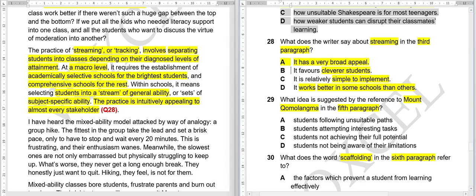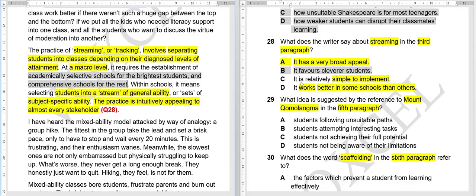Let's see why the other options cannot be our answer. B. It favors cleverer students. There is no mention like that. It favors all the students because we are putting different students in different schools according to their ability level. So clever students will have different classes, while not so clever students will be put in different classes. So it will be a win-win situation for both, I guess.